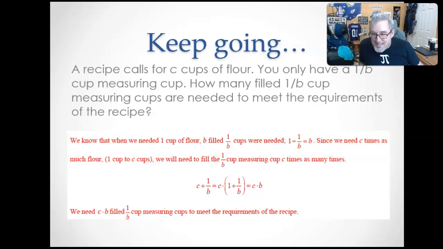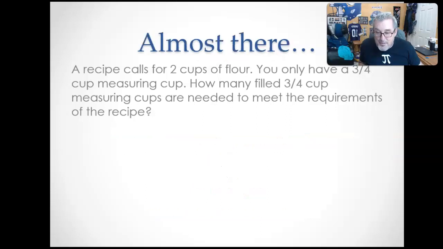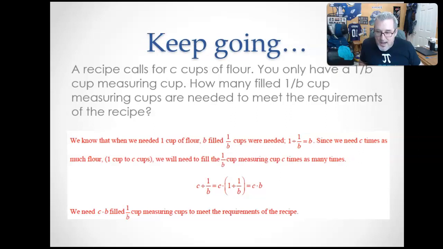So look, C divided by 1/B is really the same as C times. So I need C times as many as I needed for 1 cup of flour. How many 1/B's did it take to make 1 cup of flour? B. Now I need C times as many. C times B. So C divided by 1/B is the same as C times B. Keep it, change it, flip it.